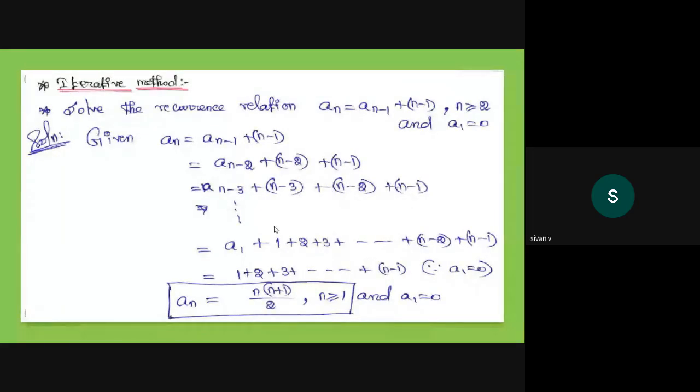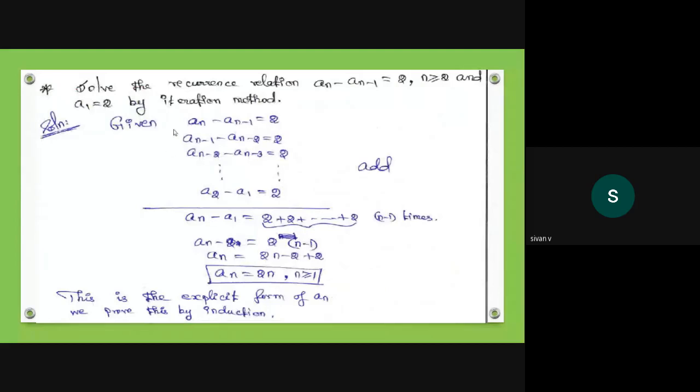Next step. Solve the recurrence relation an minus an minus 1 equal to 2, given that n greater or equal to 2 and a1 equal to 2, by the iterative method. This is the given relation: an minus an minus 1 equal to 2. Next step, the previous step of this one is an minus 1 minus an minus 2, and reduce here: n minus 1 is reduced to n minus 2 and an minus 2 reduced to an minus 3 equal to 2, and so on here.